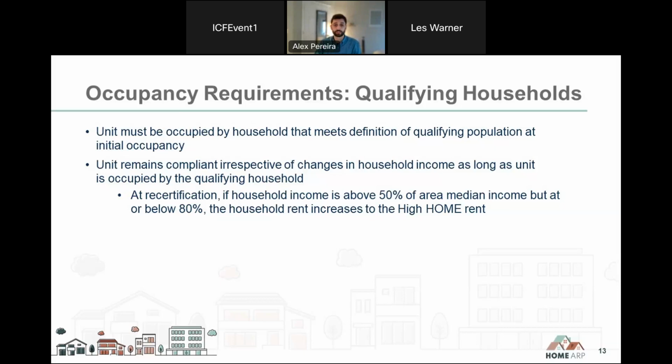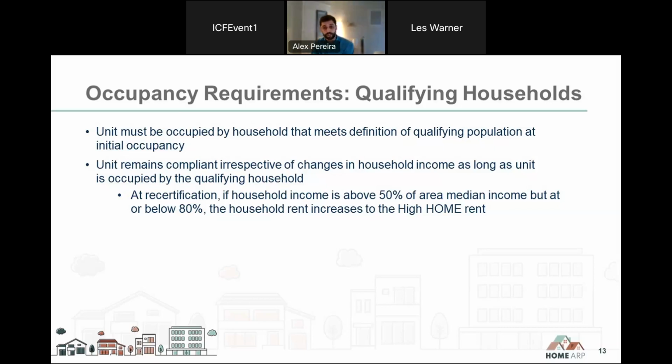And that applies also to changes in household income. So any changes in the household income will not affect its ability to occupy a QP unit and its eligibility to do so. However, at recertification, if the household income is found to be above 50% of the area median income, but at or below 80%, then the owner can increase the contract rent for the household up to the high HOME rent. And last we'll talk about what happens when a household is found to be over 80% of AMI. But again, in no case does that impact the household's eligibility to occupy a QP unit.